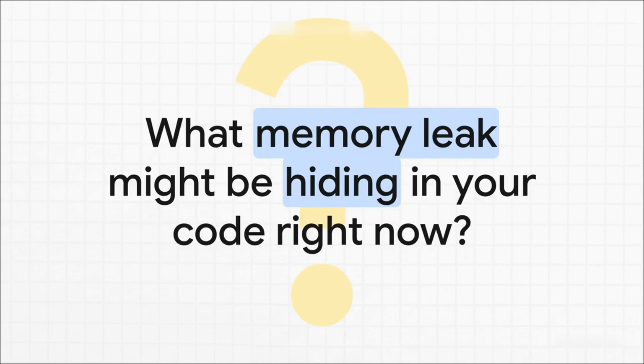And that pretty much wraps it up. The garbage collector isn't some scary, unknowable black box. It's a powerful ally, but you have to understand how it works to really get the most out of it. By writing code that's mindful of memory, we can build apps that are way faster and more reliable. So, I'll leave you with one final thought to chew on. Based on everything we just talked about, what little memory leak might be lurking in your code right now?